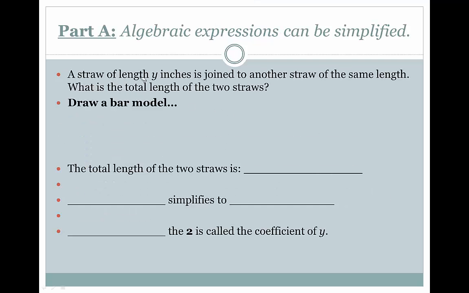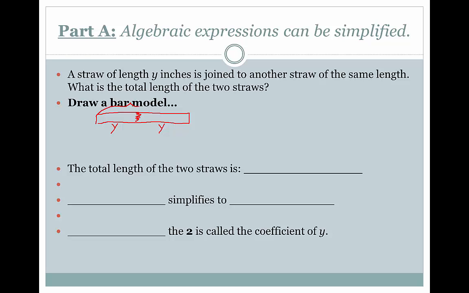A straw of length y inches is joined to another straw of the same length. What is the total length of the two straws? Well, we're going to draw a bar model, and the two bars are going to become joined together. I'm going to join them right here, so I have two. One is y, because we don't know what the length is, and the other one is y, and we don't know what the length is.